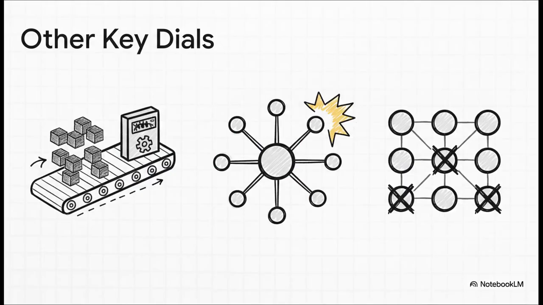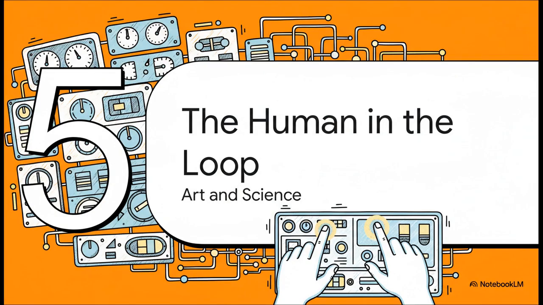And of course, there are a bunch of other dials on this panel. You've got batch size, which is basically how many examples the model looks at before it updates itself. There are activation functions, which act like little gatekeepers inside each neuron, deciding whether a signal is important enough to pass on. And then there's a really cool one called dropout. It's a clever trick to stop that overfitting we just talked about. It randomly tells some neurons to just sit out a round of training, which forces the others to learn more robustly.